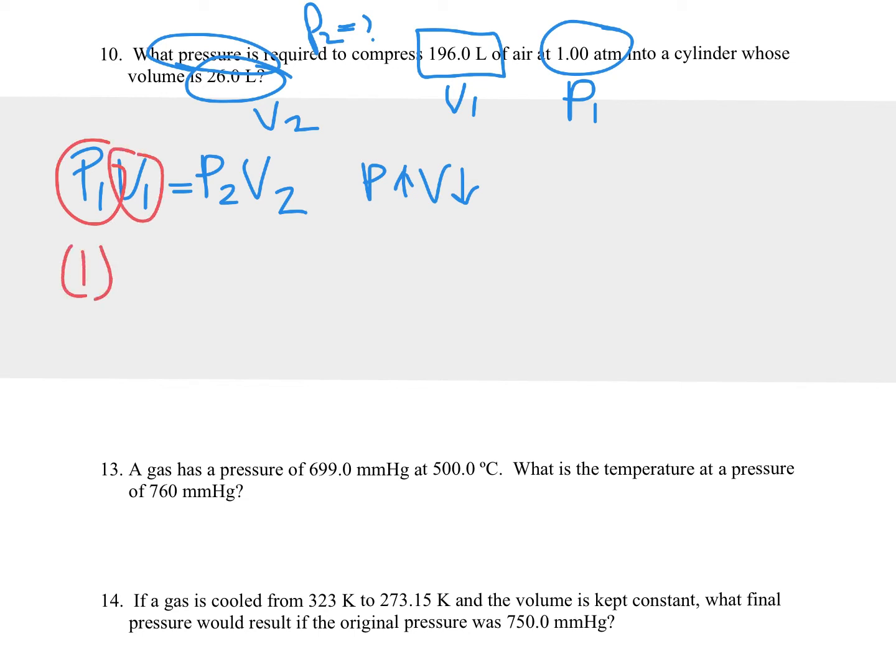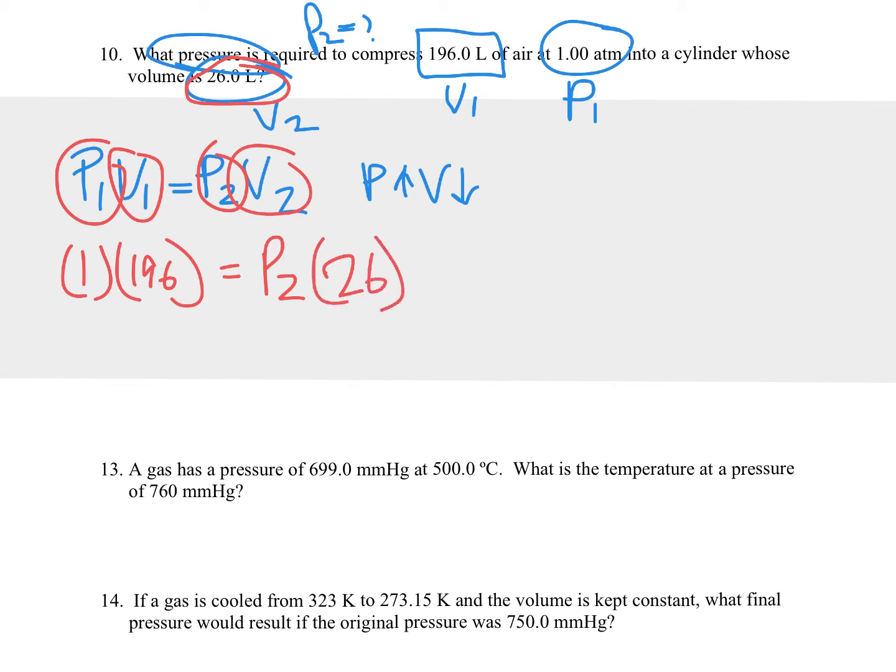For V1, it's 196 liters. For P2, we don't know what that is, so we're going to leave that as our variable. And for V2, the new volume, it's going to be 26 liters. So notice we're going to go from 196 to 26 liters. 1 times 196 is 196. And if we want to get P2 by itself, we're going to divide both sides by 26.